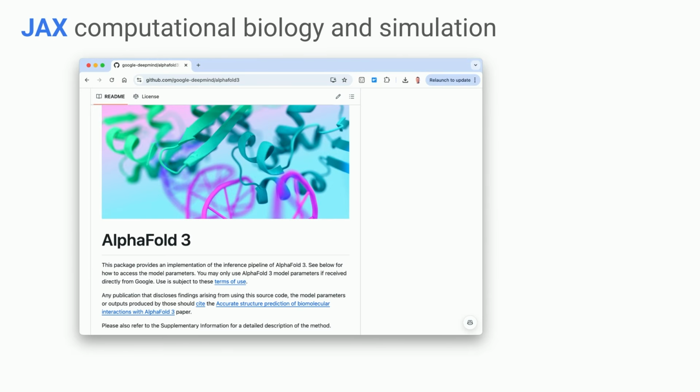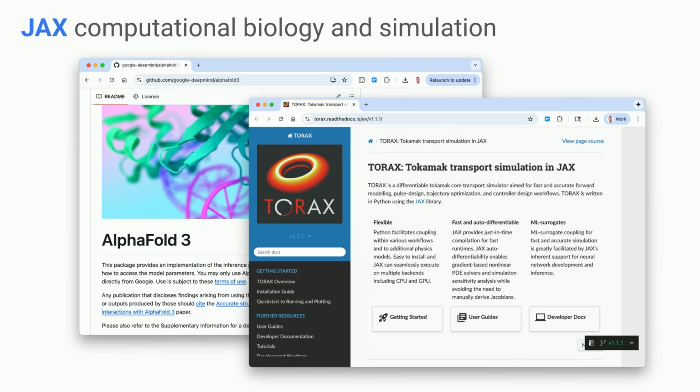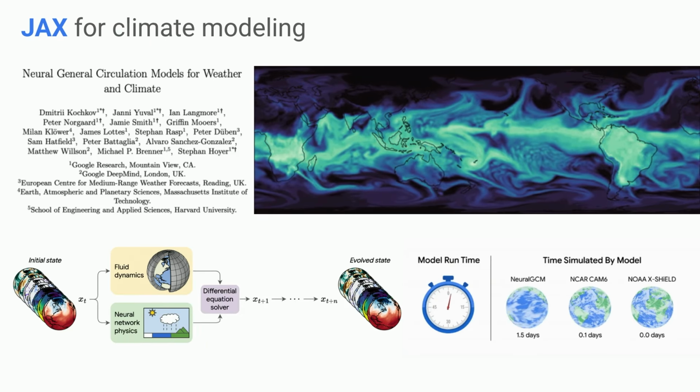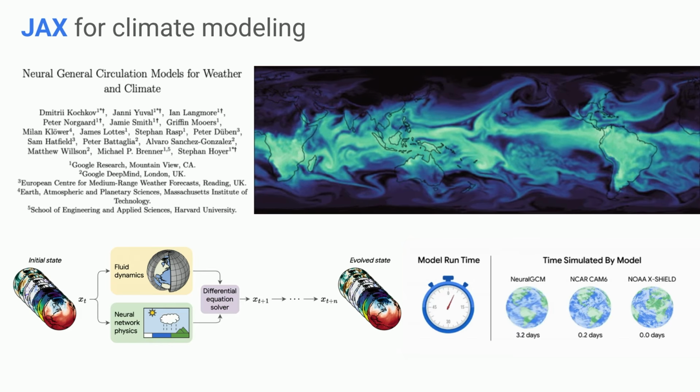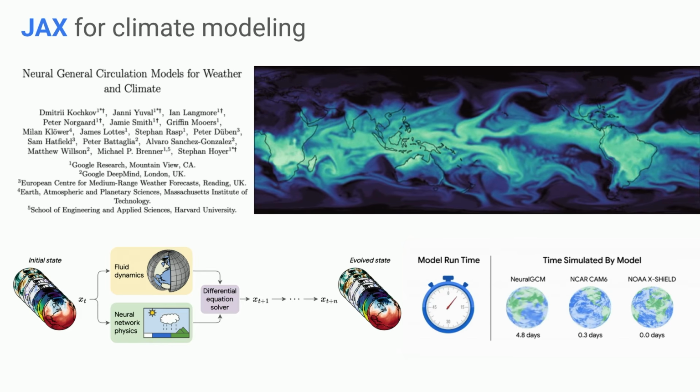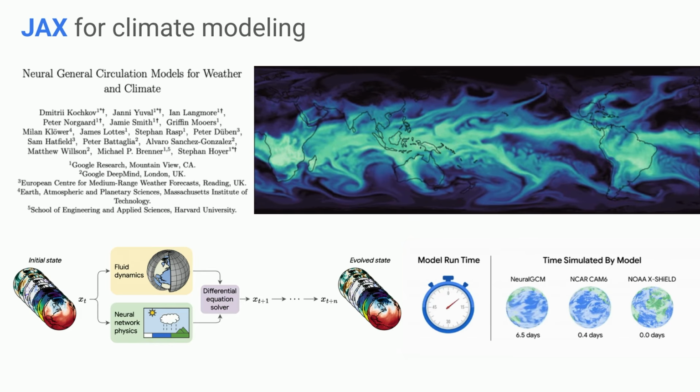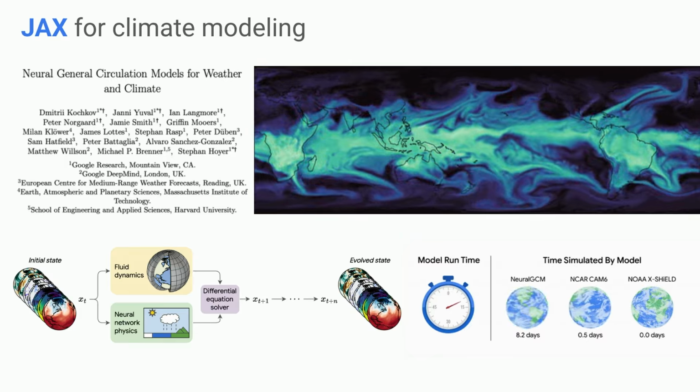It's also doing things beyond the bread and butter machine learning. JAX is used for computational biology, like in AlphaFold. It's used in plasma simulators for tokamak reactors. So it's used in science. It's used for things like climate modeling. And we really like that JAX is used not just for LLMs, but really for all kinds of numerical computing.